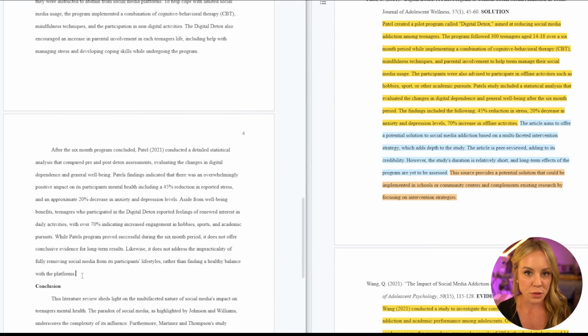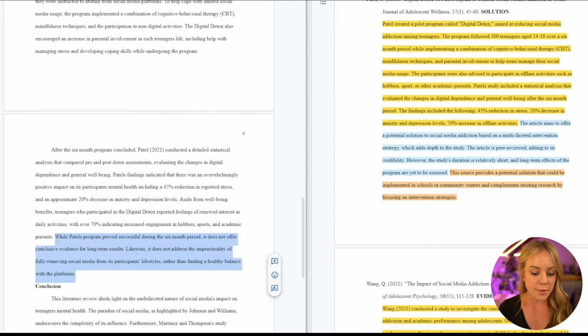Since this is the solution to our problem, it was important that we include that it's not an absolute solution, because in this case, the study that was performed was only 6 months long, so it doesn't address long-term results, and it doesn't address how impractical it is or would be for a teenager to completely remove social media from their life. So there are some limitations that we wanted to make sure we include here.